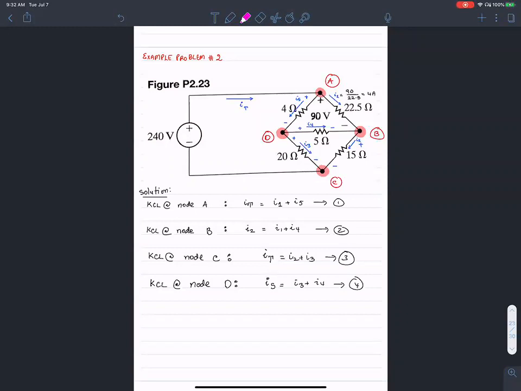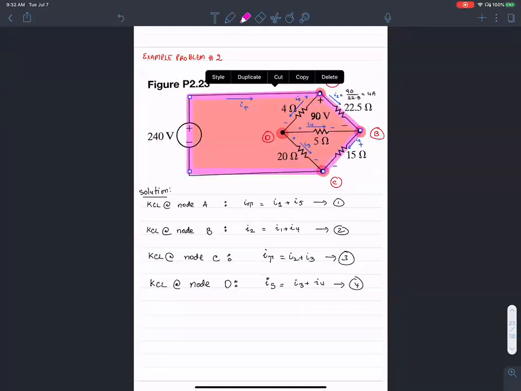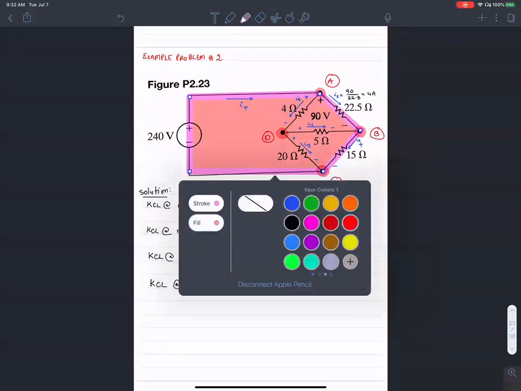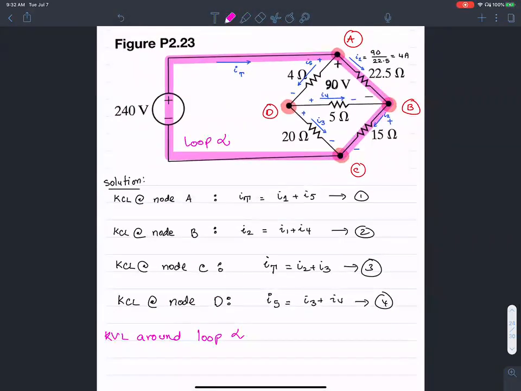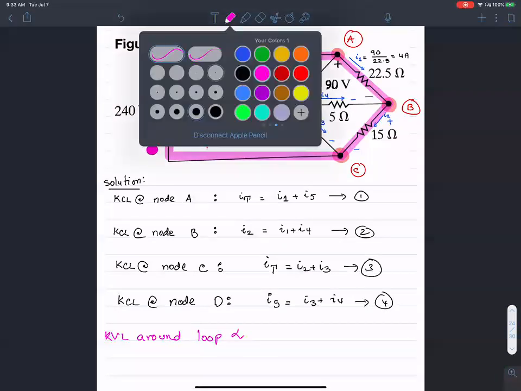I'm going to be very, very smart in selecting my loop. I'm going to select this guy as a loop. Let me call that loop alpha, color coded using purple. KVL around loop alpha. The question you want to think about is, what made me choose that loop of all the loops available? Here I'm going to write the equation: begin at the lower left corner, and then follow the path.